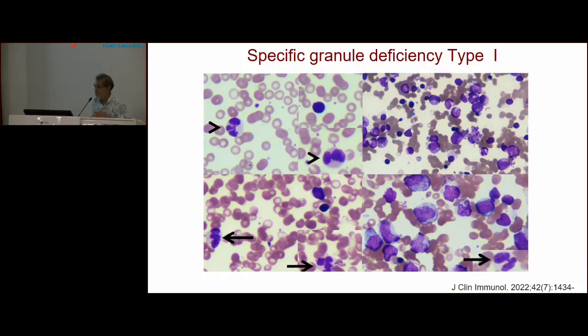So specific granule deficiency also has types, type 1 and type 2. But again, if you are careful and you know the clinical history, you could probably pick up on a peripheral smear.